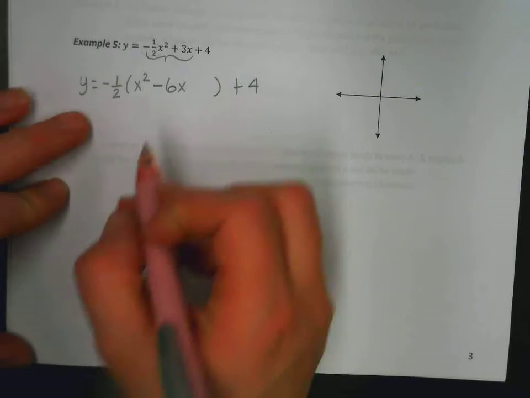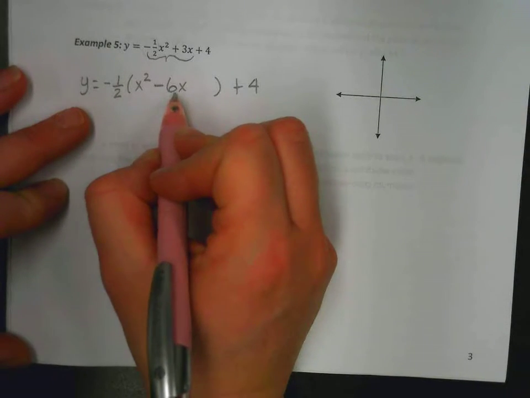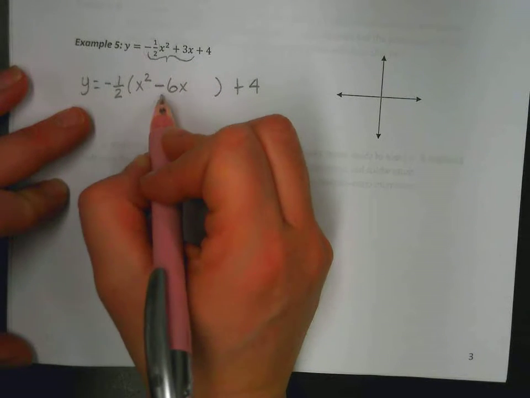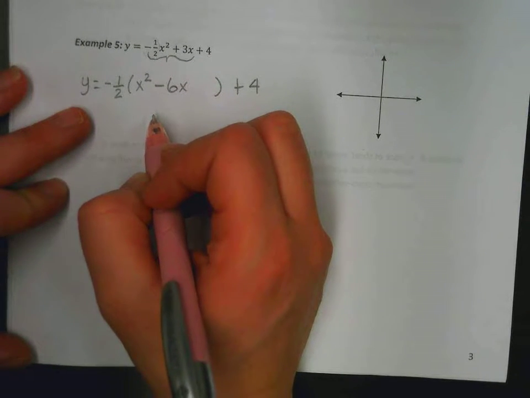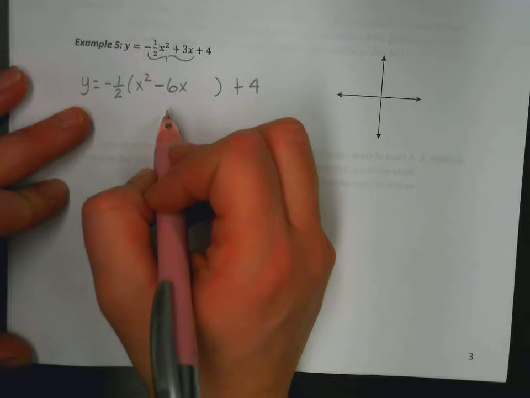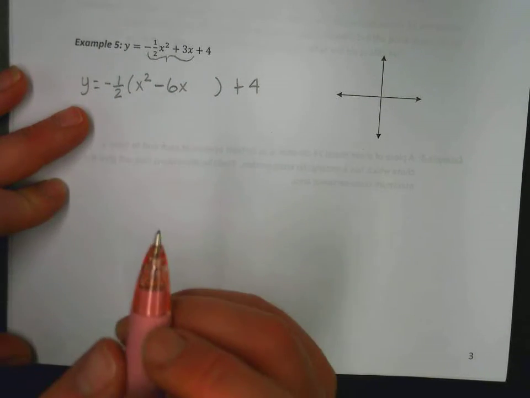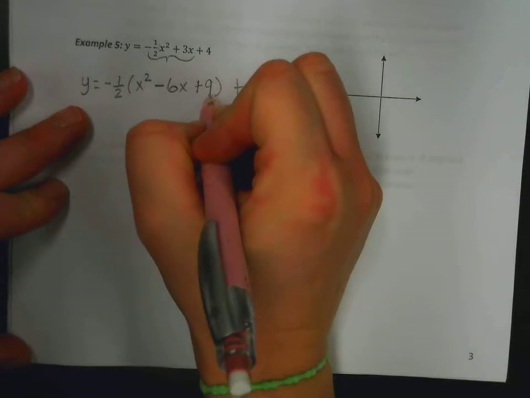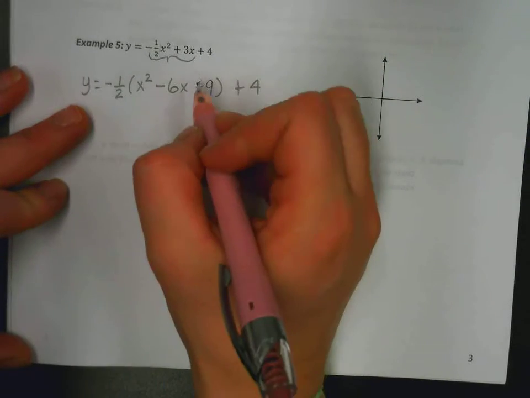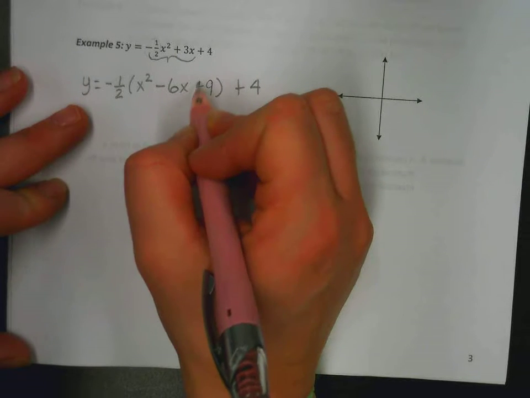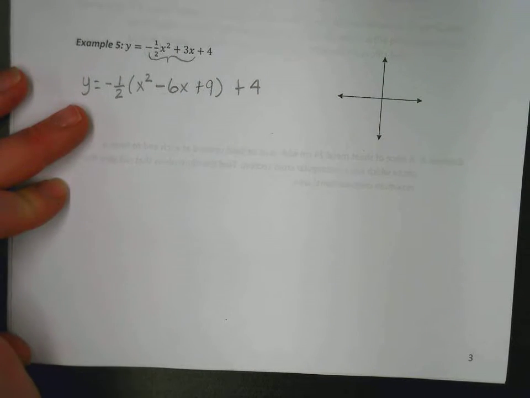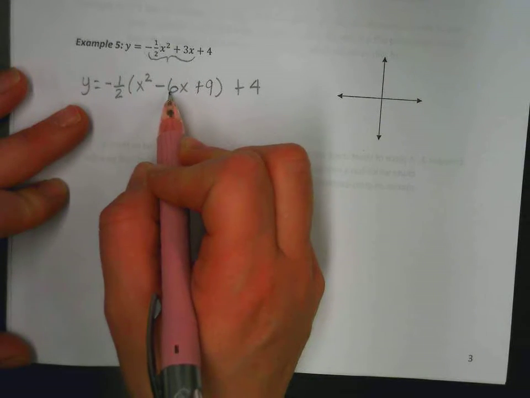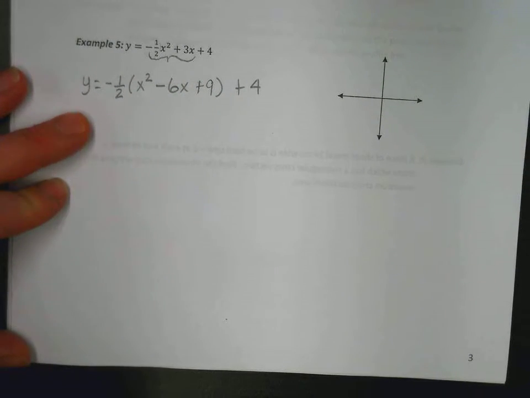My next step is I'm going to look at this middle term. I want to create a perfect square trinomial here. So I'm going to take a negative 6, divide it by 2, which would be a negative 3. A negative 3 squared gives me a positive 9. So what you should notice with completing the square, this value inside this set of brackets is always a positive value, because whether you're squaring a positive or a negative, you will always end up with a positive.